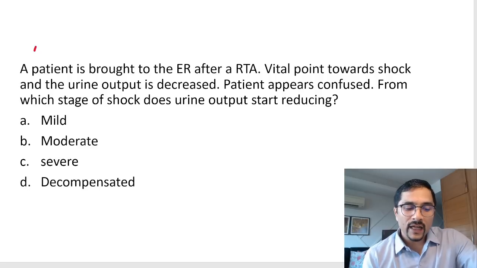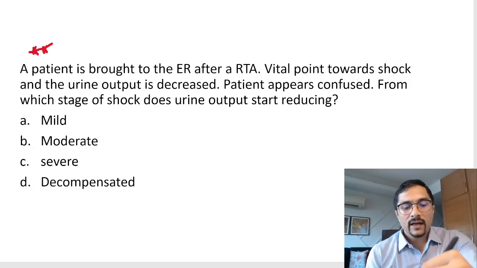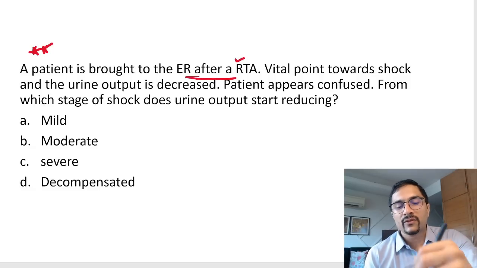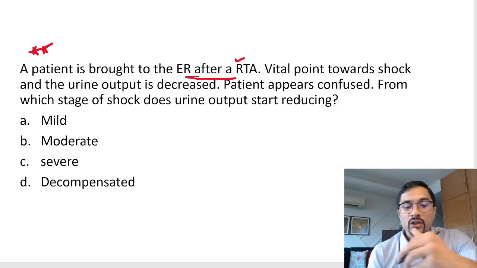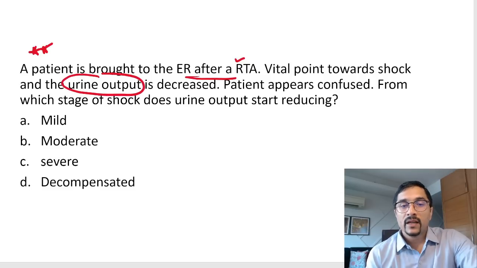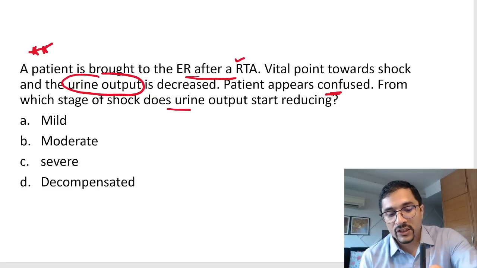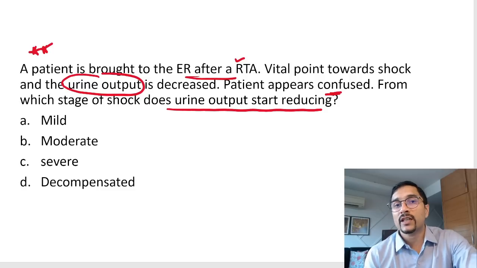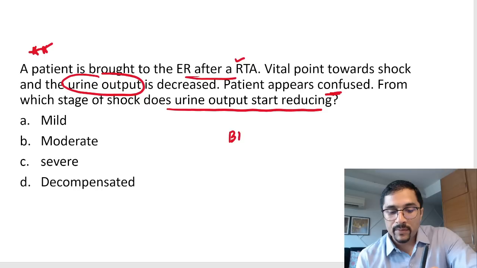This is a very important table on hypovolemic shock. Invariably they ask this question. A patient is brought to the emergency room after a road traffic accident. Vitals point towards shock and the urine output is decreased. The patient appears to be confused. From the stages of shock, in which shock does urine output start reducing? So please remember this: systolic BP, urine output and confusion.